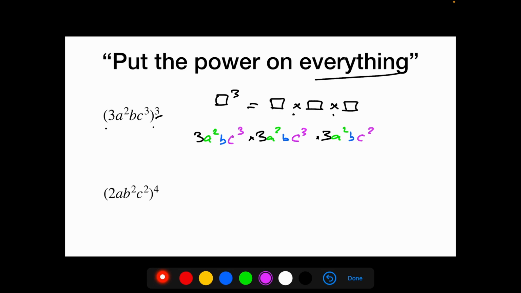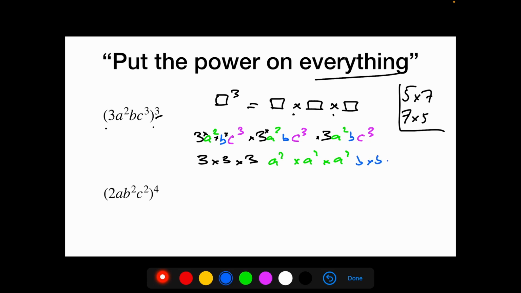If we decide to do some shuffling, because you can shuffle numbers when you multiply, like 5 times 7 is the same as 7 times 5, it's called the commutative property of multiplication. It means we can shuffle stuff around. So you could put all those 3s next to each other, because there are multiplying signs hidden in here. You could say 3 times 3 times 3, a squared times a squared times a squared, b times b times b. I think you get the idea by now.